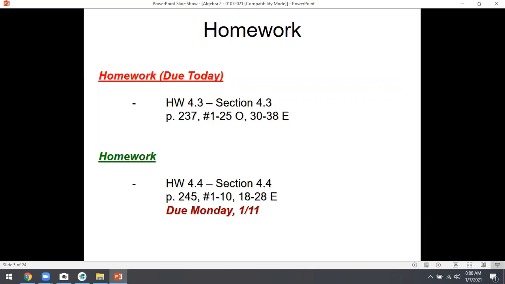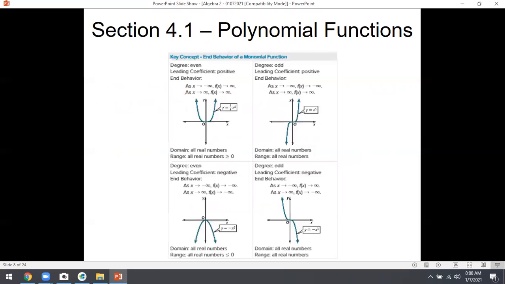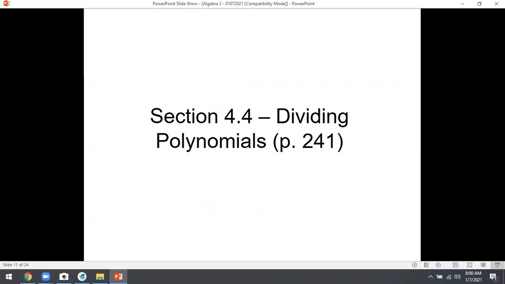All right, let's get to the heart of it today. Get your notes out, get ready for that. Here we go. Today is section 4.4. The title of it is Dividing Polynomials. It's going to be fun.